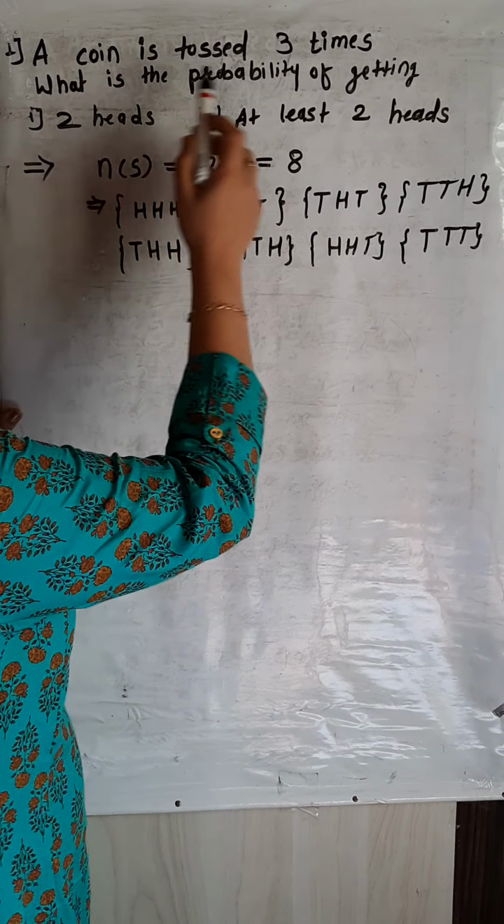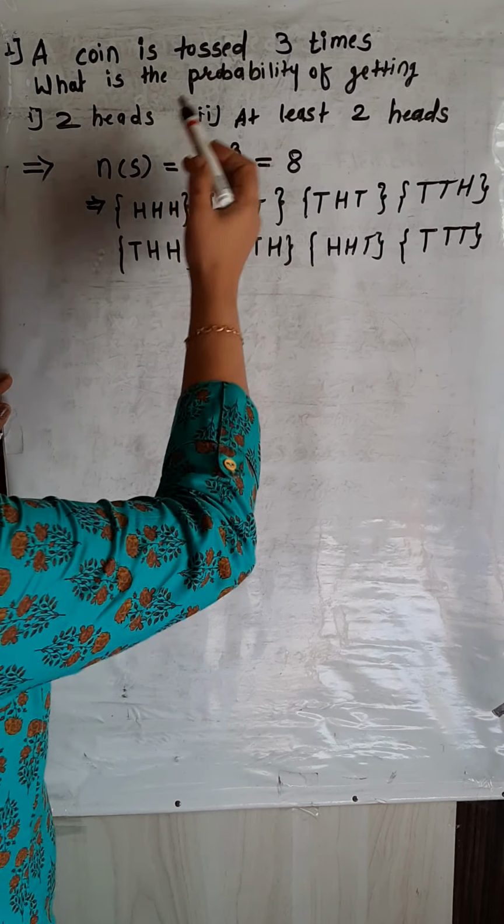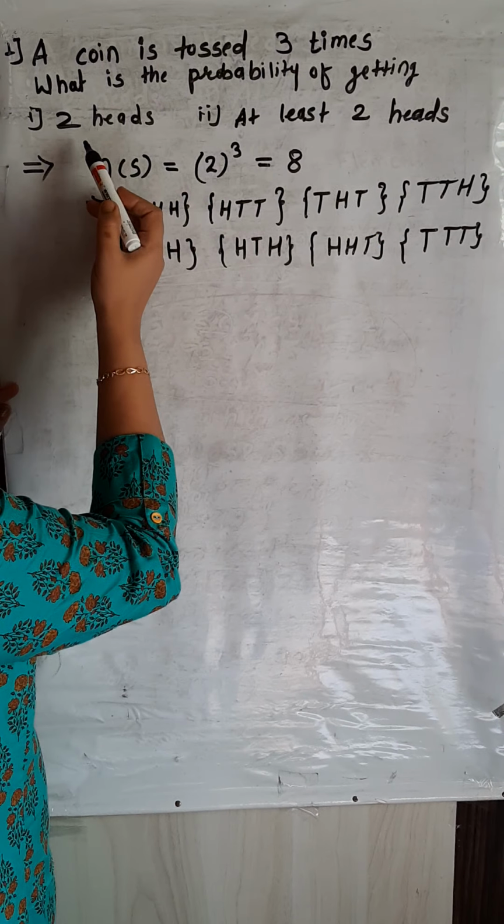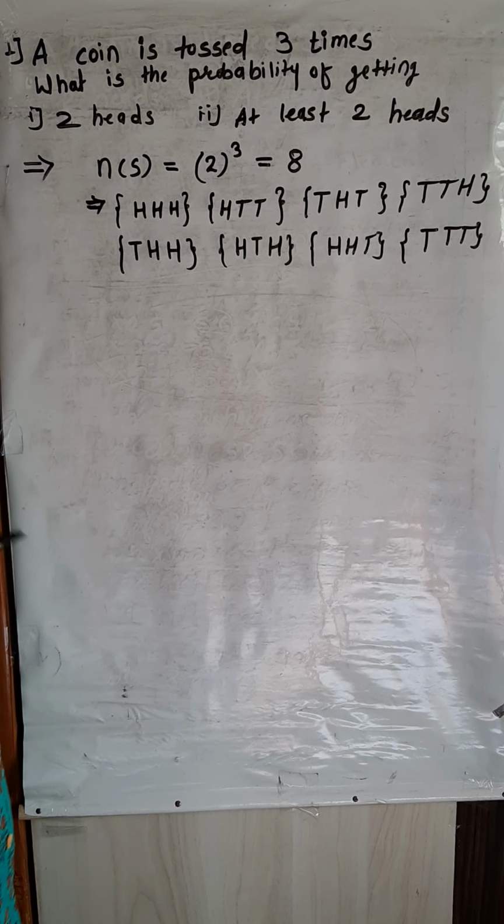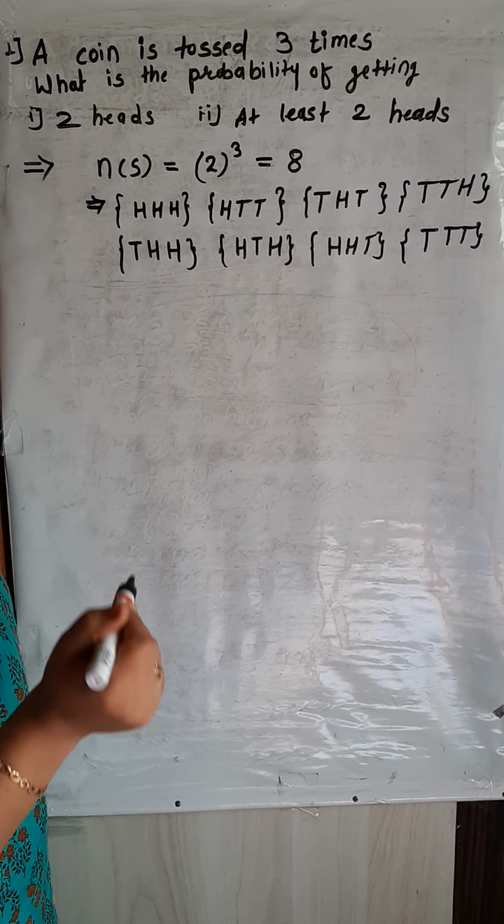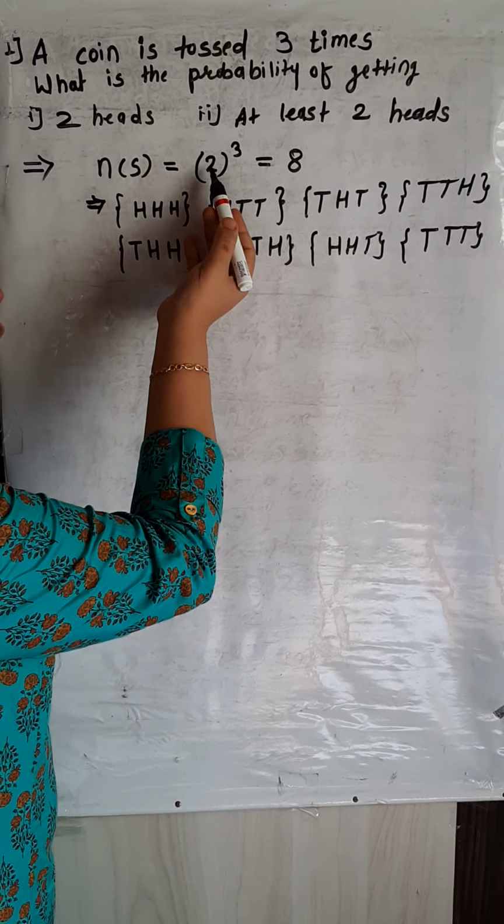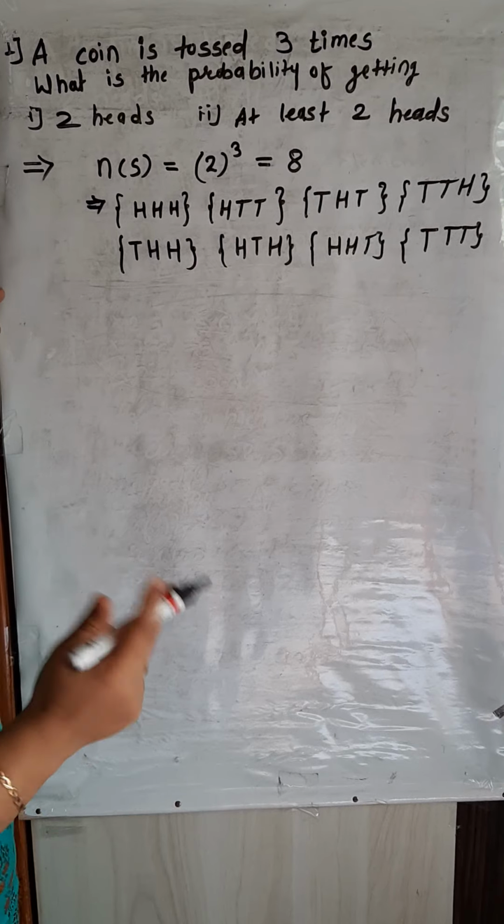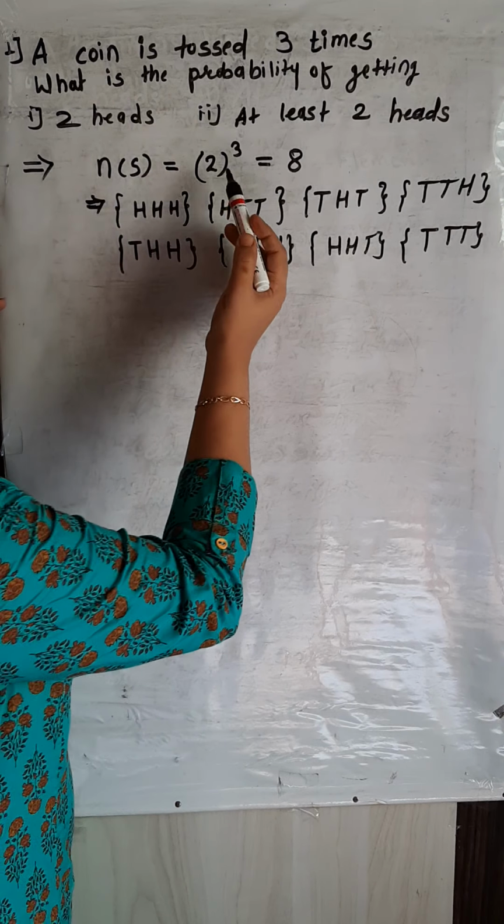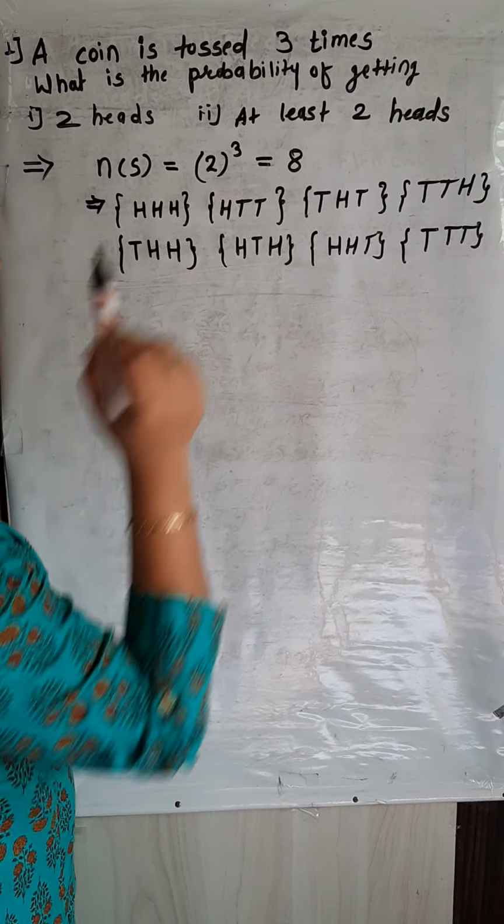A coin is tossed 3 times. What is the probability of getting 2 heads and at least 2 heads? When a coin is tossed 3 times, so what will be the sample space? Because a coin is having 2 faces, head or tails, and it is thrown 3 times, so sample space will be 2 cube, that is 8.